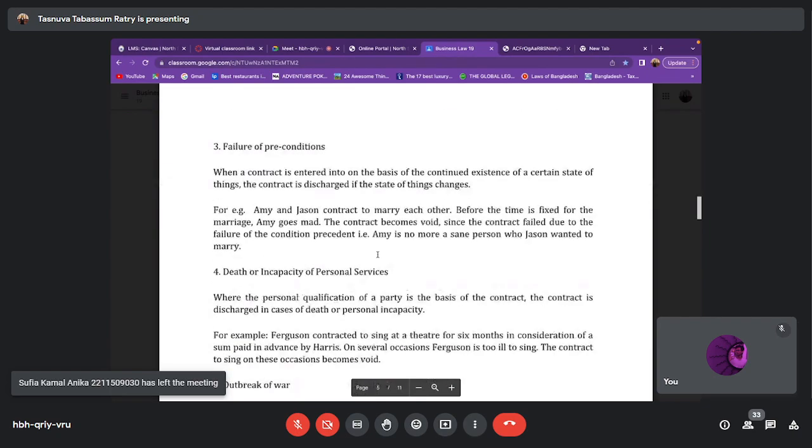Now comes situation 3, failure of any preconditions. When you're entering into a contract, if there are any preconditions attached and those preconditions cannot be fulfilled, because the state of things has changed and the contract cannot be performed, then the contract can be terminated. Say I sell mangoes. I have entered into an agreement stating that 500 mangoes will be delivered on June 22nd. Now, at the time of delivery on June 22nd, I saw that due to some incident, insects came and all my mangoes rotted, and now I cannot deliver. So what has happened here?